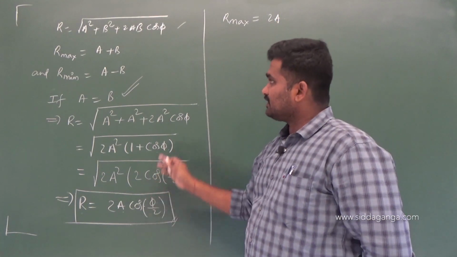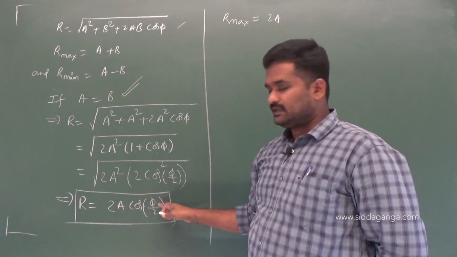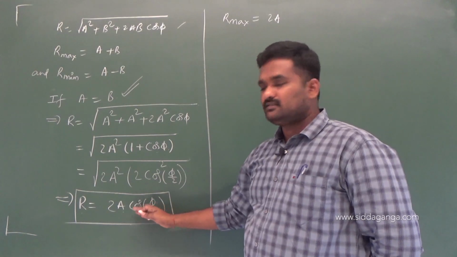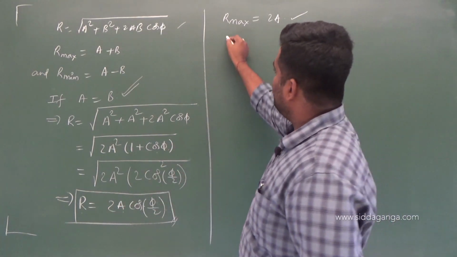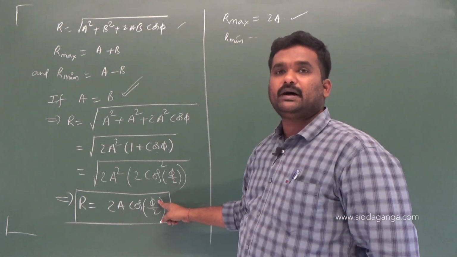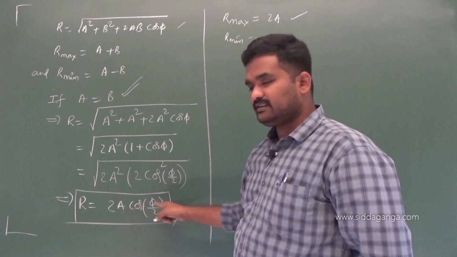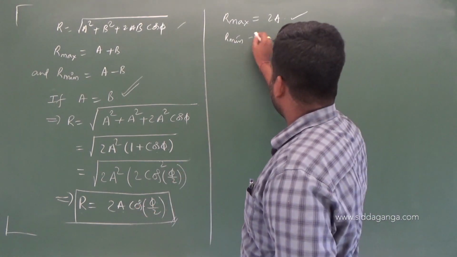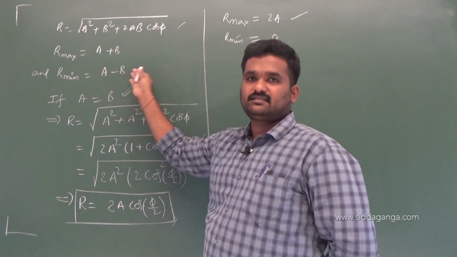For constructive, R maximum, the phase is 0, 2 pi, 4 pi. If I put cos 0 here, it will become 1, then it will be equal to 2a. R minimum, for which values of phi will R be minimum? Pi. If I put pi here, pi by 2, 90, cos 90 is 0. So R minimum will be equal to 0. Or if you take A minus B, A minus A, 0.